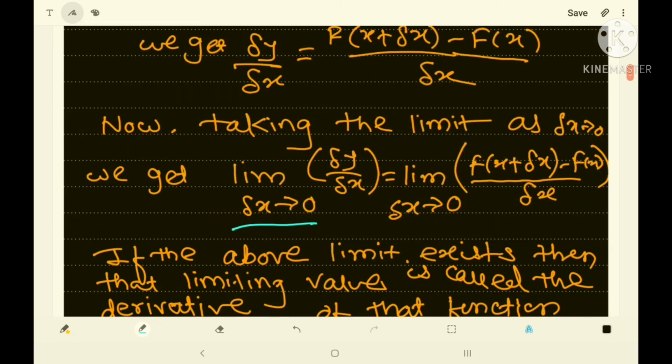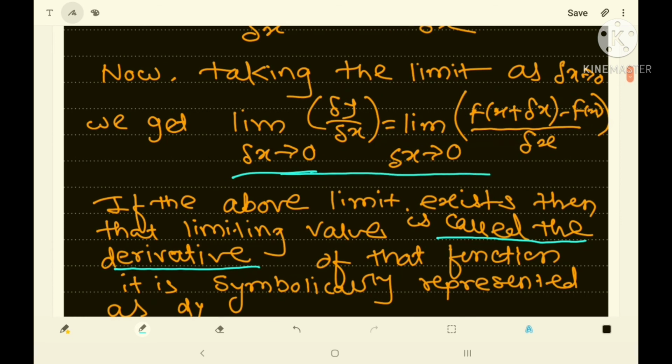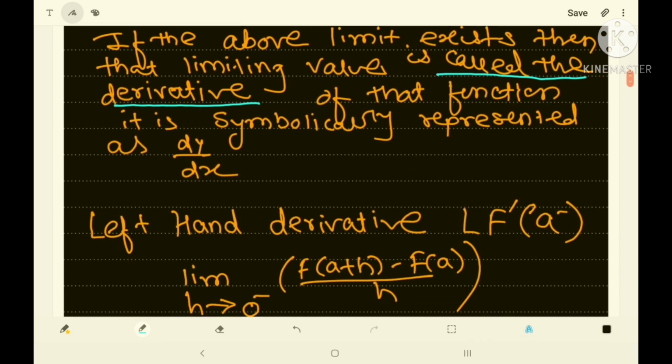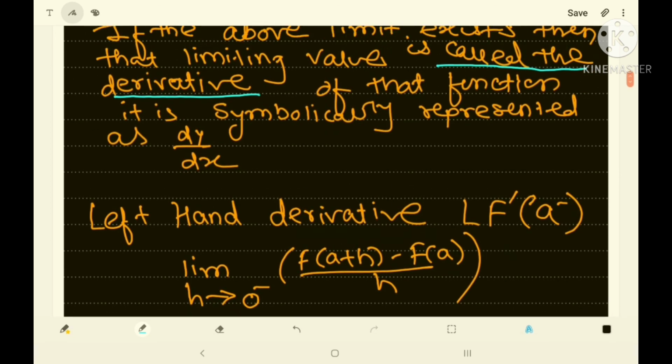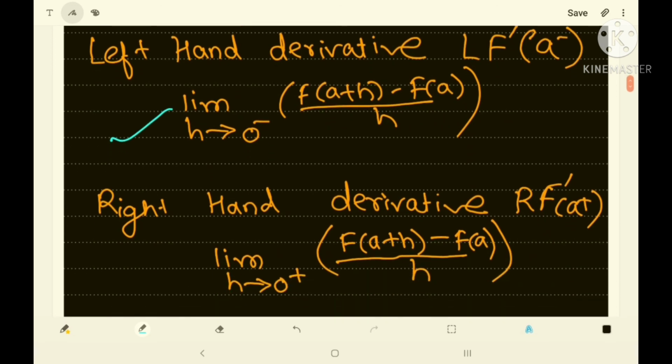Limit delta x approaches 0, delta y over delta x equals limit delta x tends to 0, f of x plus delta x minus f of x over delta x. If the above limit exists, then that limiting value is called the derivative. If my limit exists here, it means that the left hand limit and the right hand limit are equal, the values of left hand limit and right hand limit are the same, then I can say that the limit exists here. Now see, this is known as left hand derivative in the form of limit, and this is known as right hand derivative.